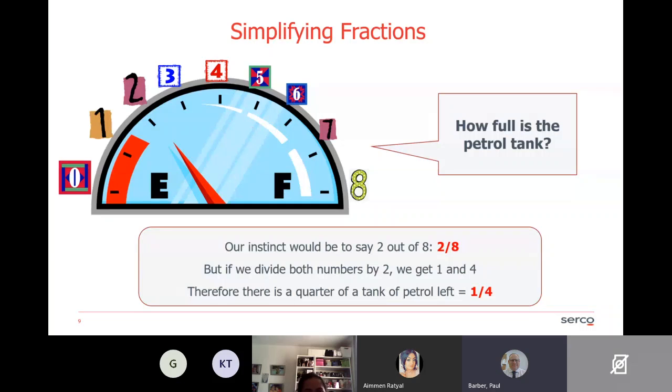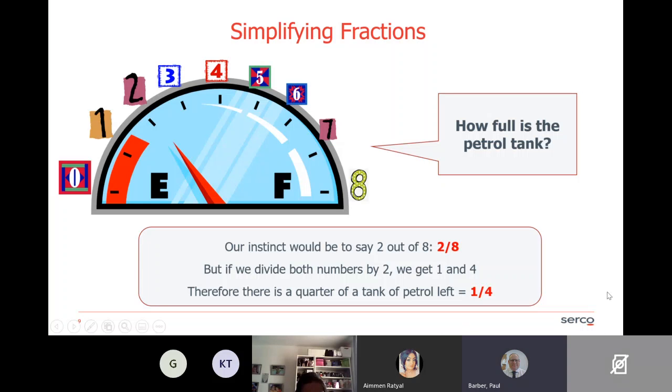But we can divide both 2 and 8 by the number 2. So there is 1 2 in 2, and there are 4 2s in 8. So 2 over 8, if we halve them both, is exactly the same as 1 over 4. So actually, rather than saying we've got 2/8 of a petrol tank, we'd actually say we'd have 1/4 of a petrol tank.